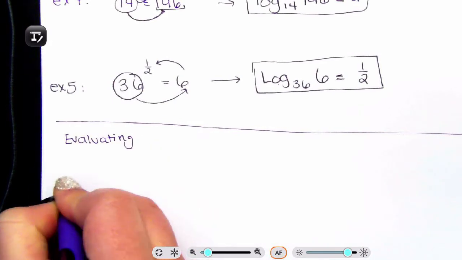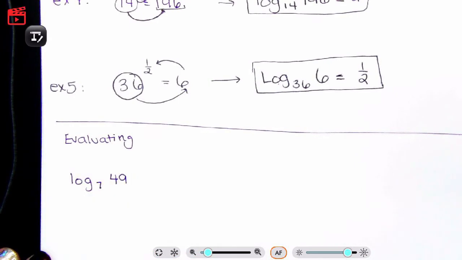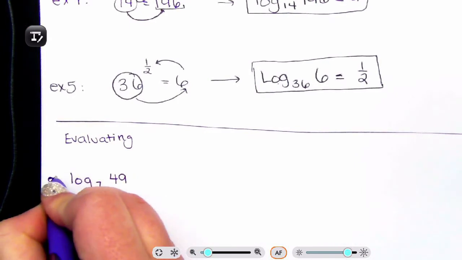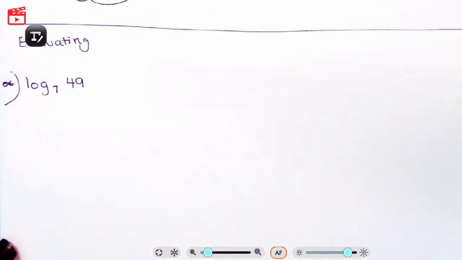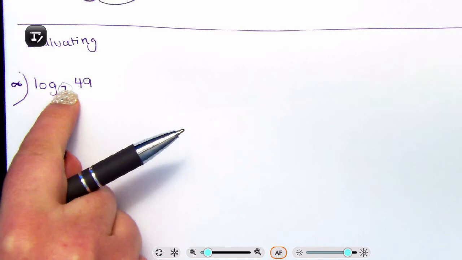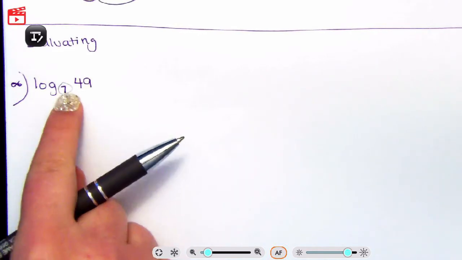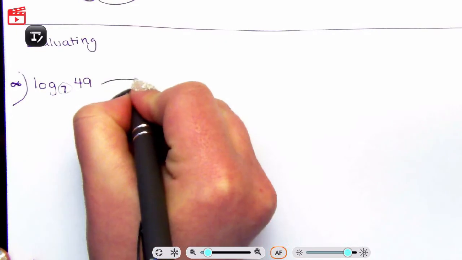So let's say we have log base 7 of 49. And they're asking us, let's do this is example 6, and they're asking us to evaluate this. Well, here's the thing, you guys. If you're trying to get to a calculator, don't do it, because a calculator will only give you something in base 10. If your base is not 10, or what is called a common base, then it will give you the wrong answer. So don't do it.